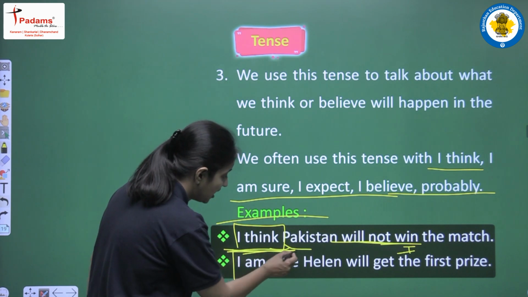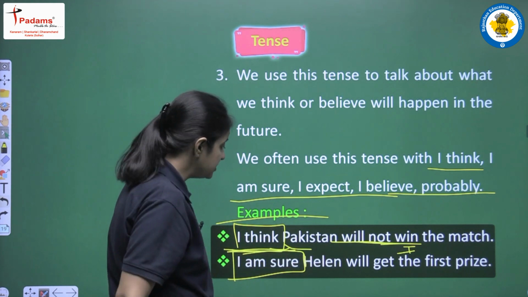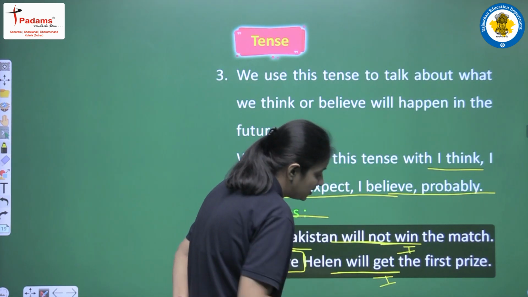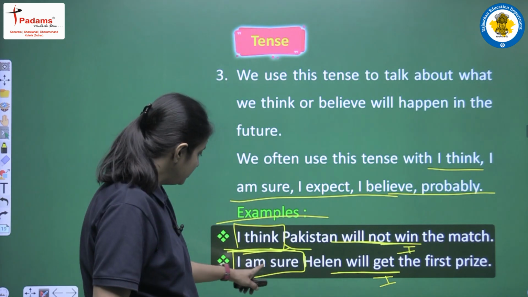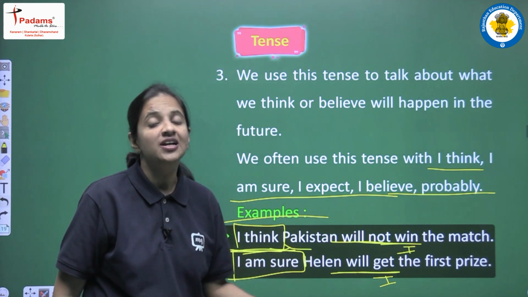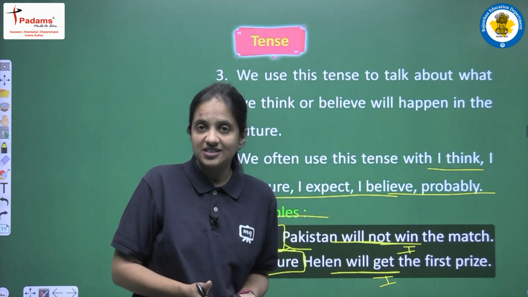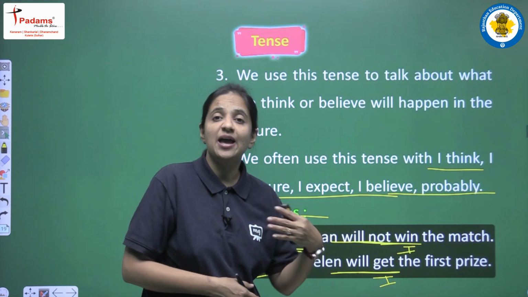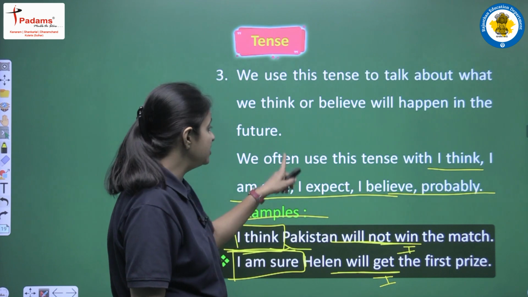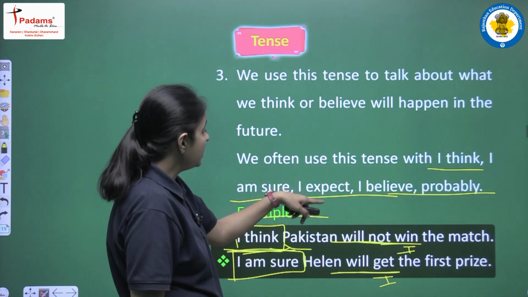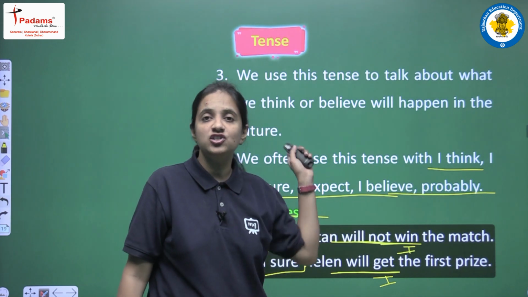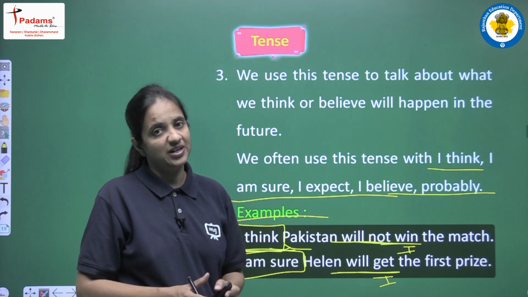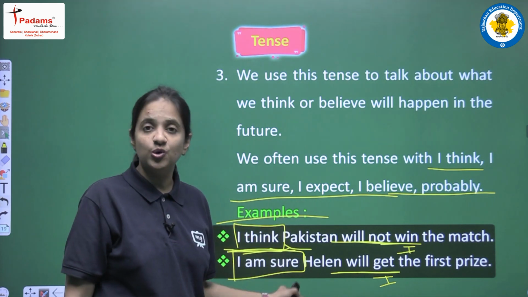Here again we are having I am sure, and the next continuing sentence is Helen will get the first prize. So again we are having will plus first form, that shows future simple tense, but in the starting we are having I am sure. So this is again one more use of this tense, that this tense is used to show the things that we believe can happen in the future, and in such sentences we generally use I think, I am sure, I expect, I believe, probably, such words, right, and then we connect to the clause that is in future simple tense, and yes, we are having some examples over here.